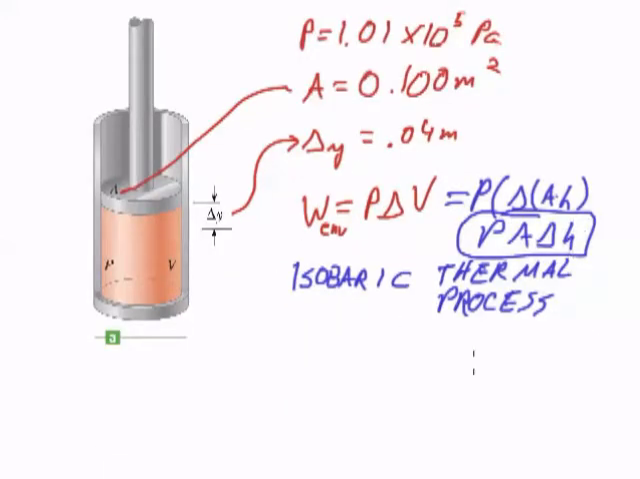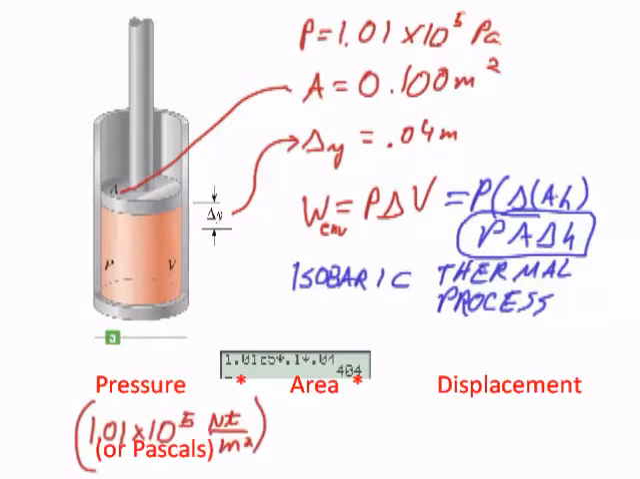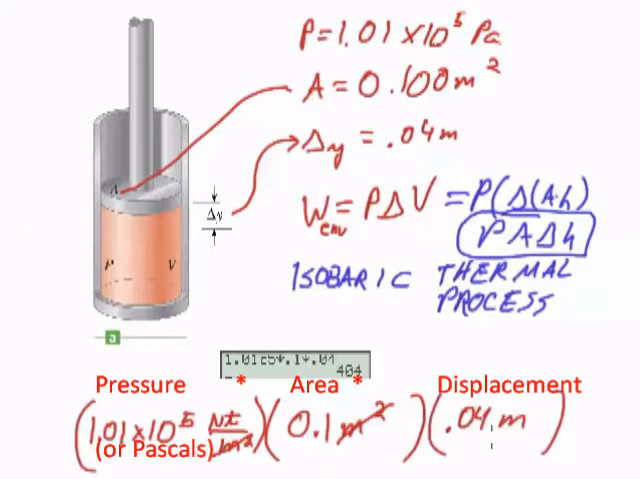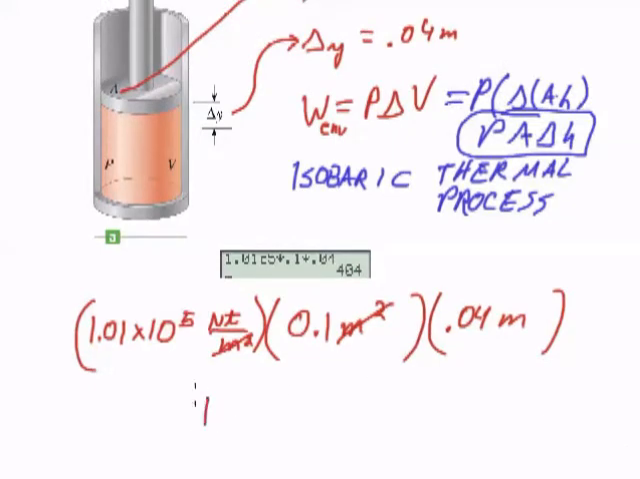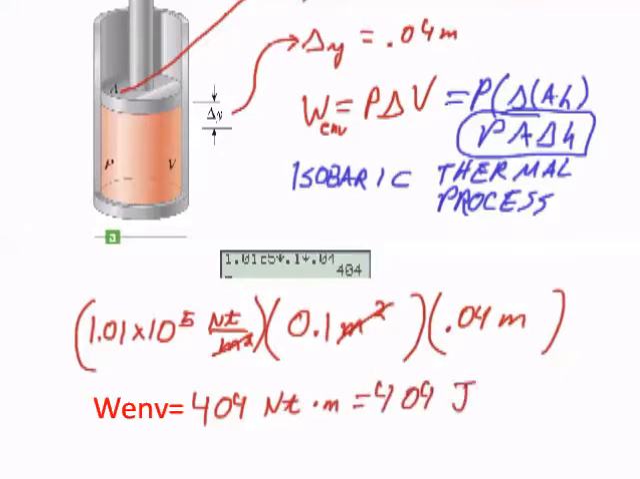or rather delta Y. So that's 1.01 times 10 to the 5th newtons per meter squared times 0.1 meters squared, so that'll just be newtons, times 0.04 meters, the distance that the piston was pushed up, which comes out to be 404 newton meters, or 404 joules.